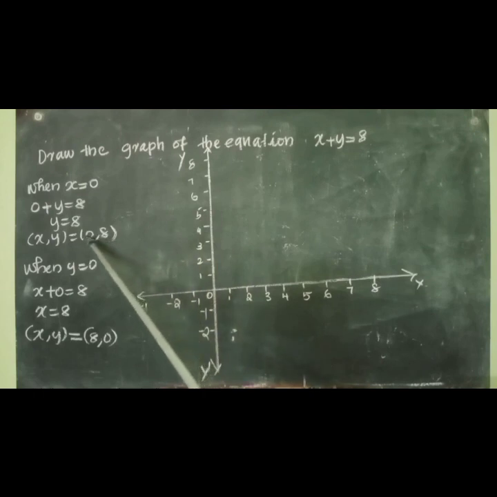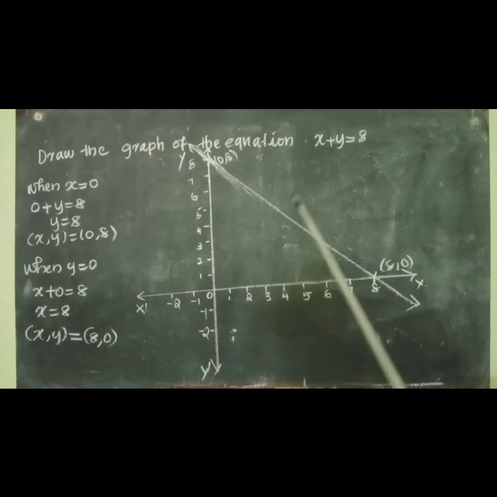Here it is very easy. First, 0, 8. It is here on the y axis. 8, 0 is on the x axis. It is here. Let us plot it and join. Now I have drawn the graph of x plus y equal to 8.